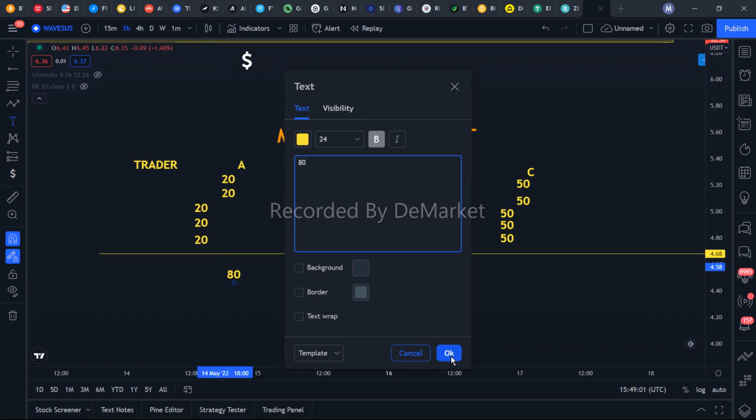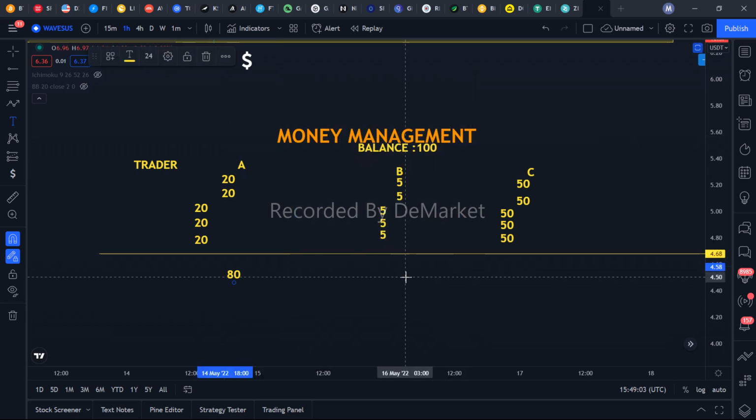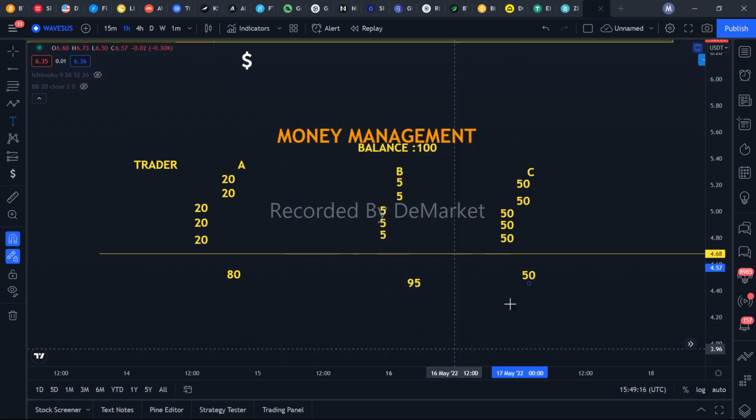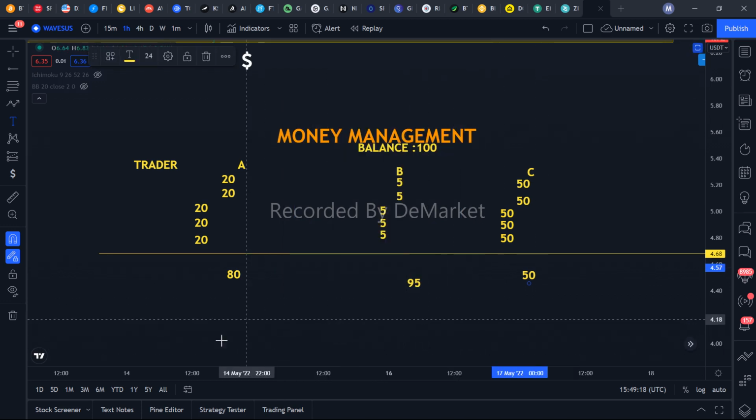So the account balance of Mr. A is currently $80. The account balance of Mr. B is now currently $95, while the account balance of this man here, Mr. C, is currently $50. Do you understand? So the question now is, at the end of the week.